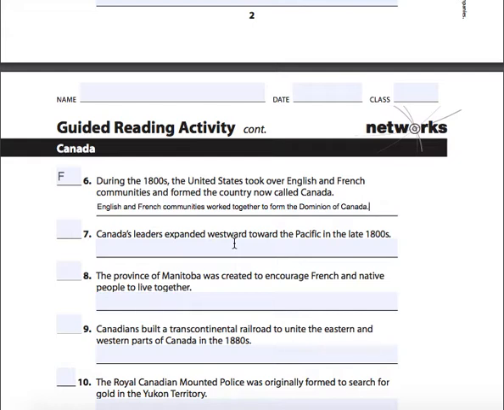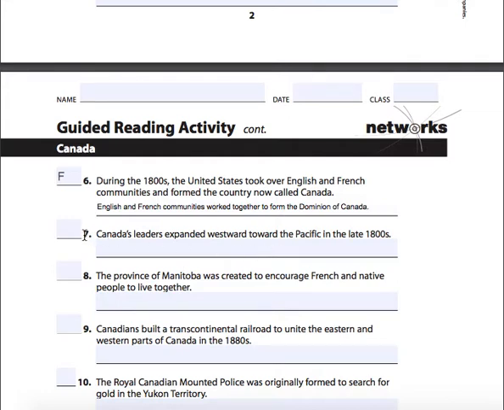By this time, settlers had arrived in British Columbia on the Pacific coast. There they traded furs and searched for gold. The people of British Columbia agreed to join Canada in 1871. In the 1880s, Canadians built a transcontinental or continent-crossing railroad that united the eastern and western parts of the nation. Canada's leaders expanded westward toward the Pacific in the late 1800s.